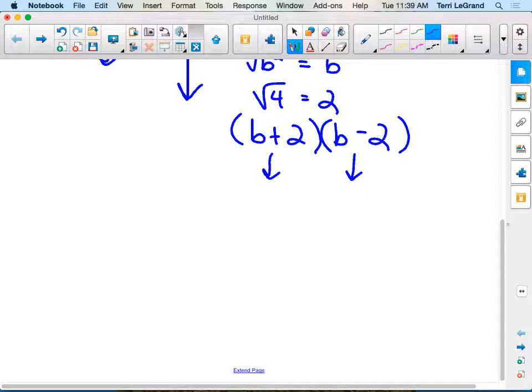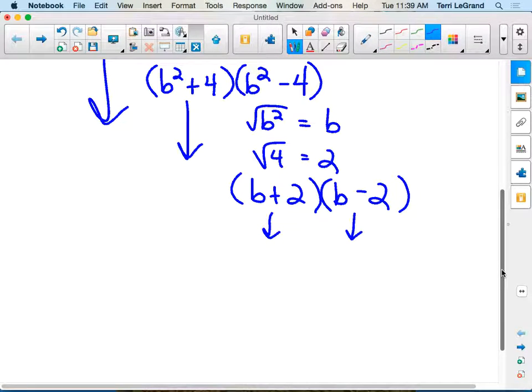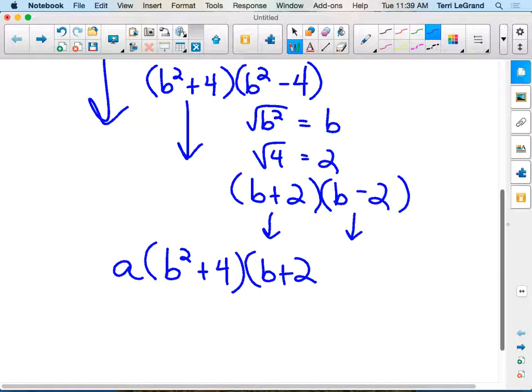So, is everything arrowed down now? A got arrowed down, this got arrowed down, these got arrowed down. We are ready to finally give our final factor name for this. What's it start as? A times b squared plus 4 times b plus 2 times b minus 2. Woohoo!